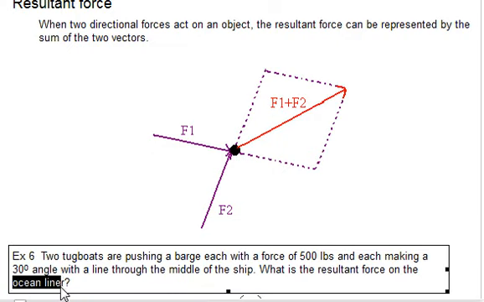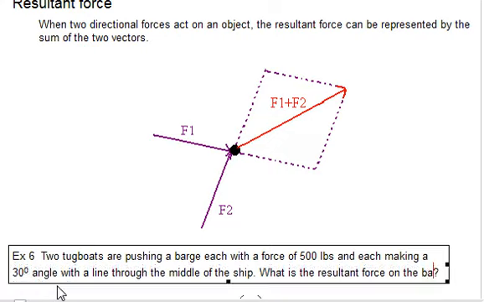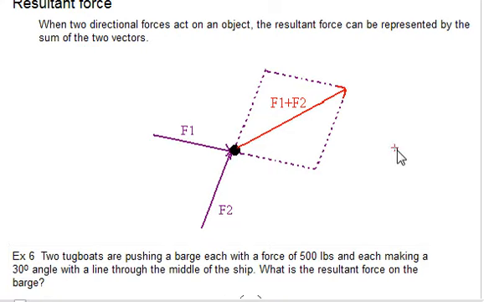barge, catch things now and then. What's the resultant force on the barge?